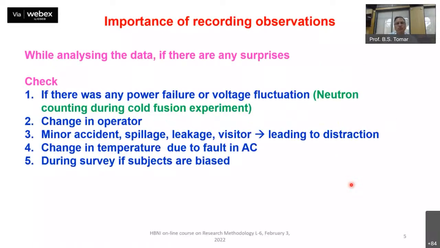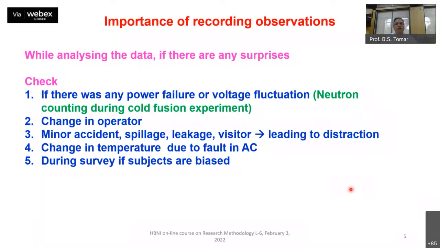Okay. So one by one, I will discuss them in a little more detail. It is very important to record your observations in your logbook. When you are analyzing the data, there could be some surprises. For example, if you are handling an instrument and there is a glitch or a voltage fluctuation or a power failure, that could affect your results.